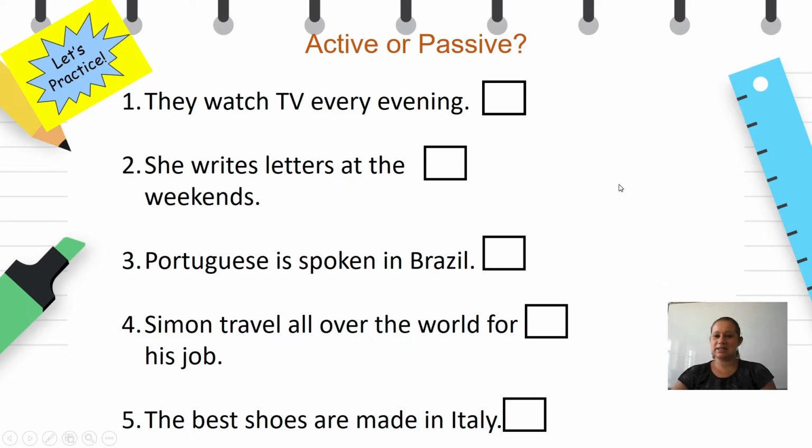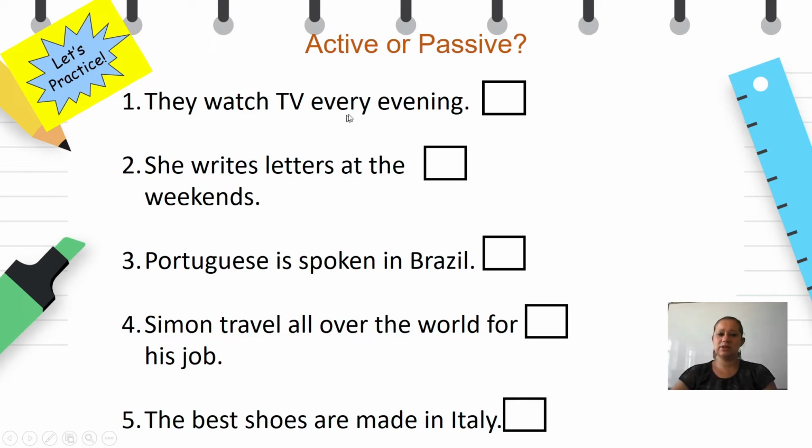Let's look at these sentences, and first we need to decide whether they are active or passive. They watch TV every evening. So remember what we said at the beginning of the lesson. You have to analyze the sentence and see, do we have a subject? Do we have a verb? Do we have an object? Right? So what type of sentence is it?